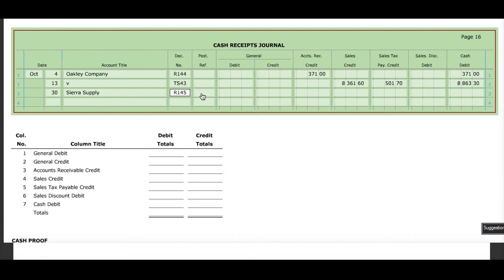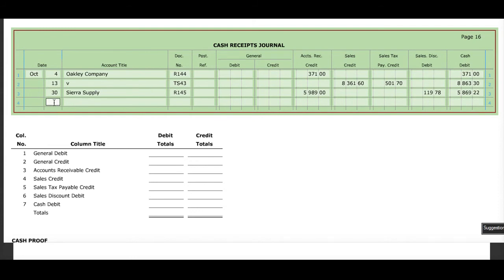First thing you can do is go through and figure out what our discount would be. I'm going to put in my accounts receivable credit first because I know that number is going to be 5989. I'll then take 2% of that, and that'll be my sales discount debit, which is 119.78. 5989 minus 119.78 will give me the rest of my cash debit, which is 5869.22.